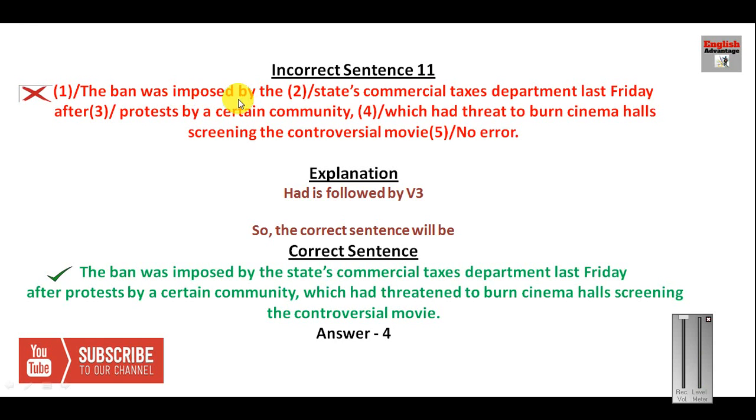The ban was imposed by the state's commercial tax department last Friday after protest by a certain community which had threat. Just see, this part is wrong here, because had should be followed by the third form of the verb. Had threatened. It should be written as had threatened, because had is past perfect tense and it should be followed by the third form of the verb. So this is the wrong part here. The answer will be 4.